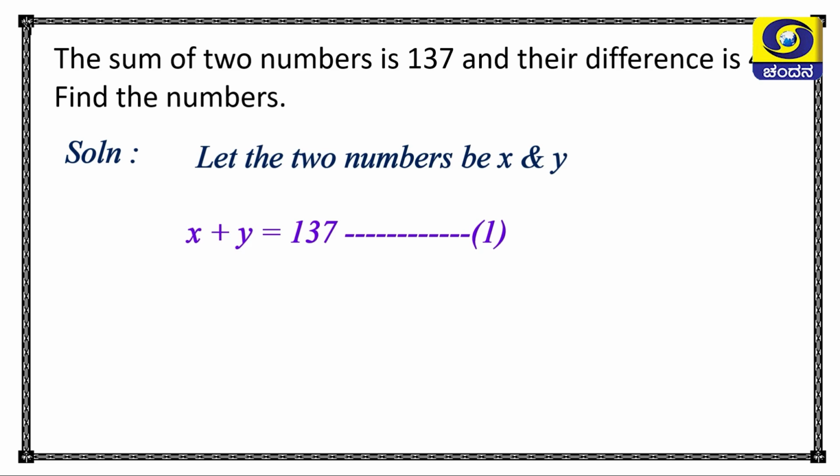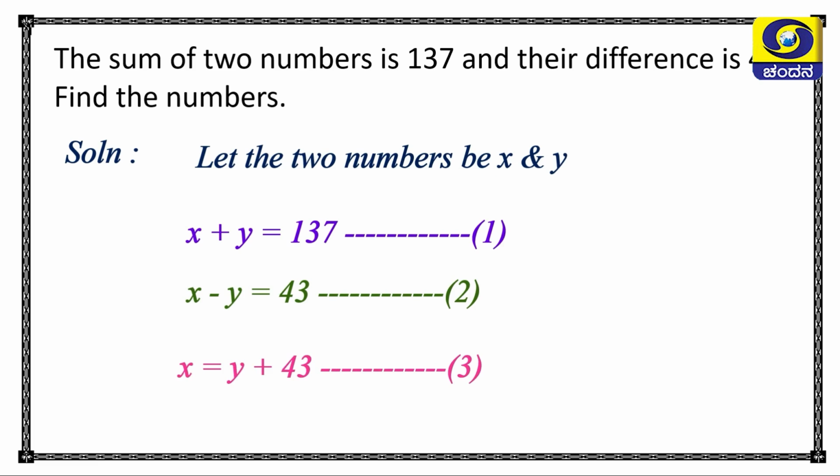And the second condition they have given is their difference is 43. So x minus y is equal to 43. Assume this as equation number 2. Now equation number 2 can be written as x is equal to y plus 43 because I am sending minus y to RHS, so it becomes plus y. X is equal to y plus 43. So assume this as equation number 3.